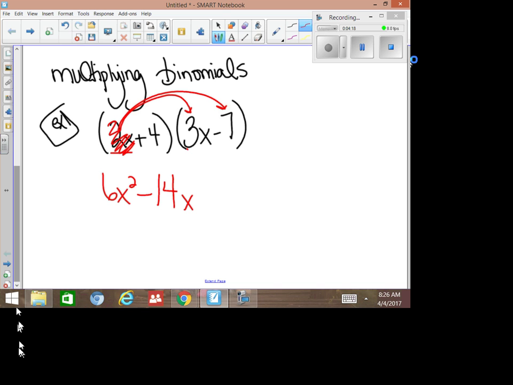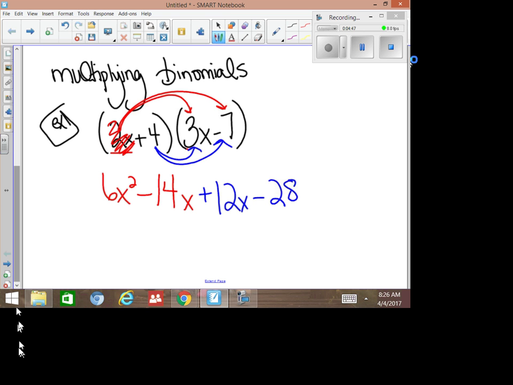Now I have to do the 4. And when I do the 4, instead of drawing it up there, because I've already drawn lines up there, I just draw it under here. So what is 4 times 3x? Okay, and they're positive, so plus 12x. And then 4 times a minus 7. Negative 28. Right, so minus 28. So what do you notice in this answer?